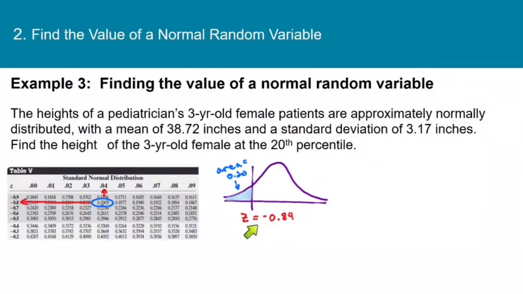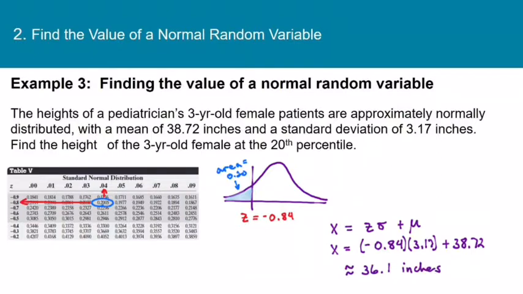And now what I want to do is turn this z-score back into an x. I need to find the height that matches this z-score. So I'll use that formula, x equals z sigma plus mu. The z is negative 0.84, the sigma is 3.17, and the mu is 38.72. Add that all up, and we find that x is approximately 36.1 inches. So in other words, we can expect that approximately 20% of 3-year-old female patients are this height or less, and that means 80% are more than this height.